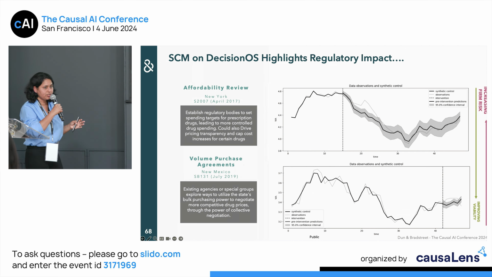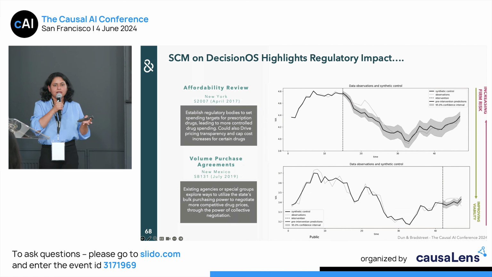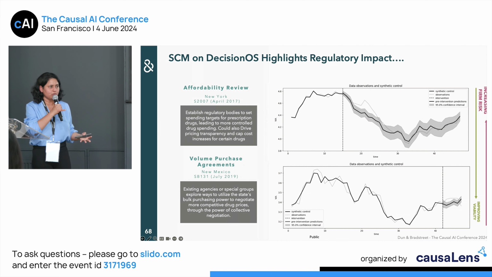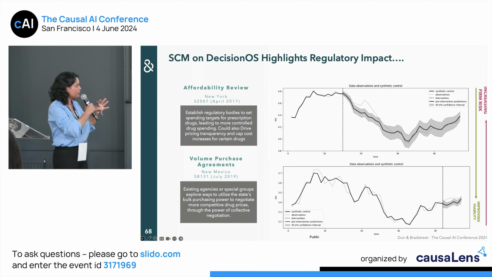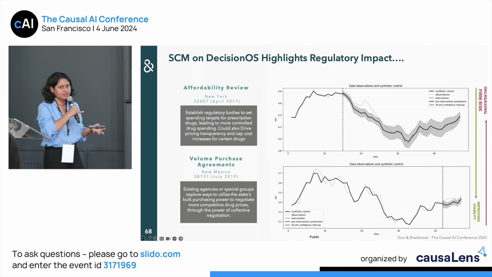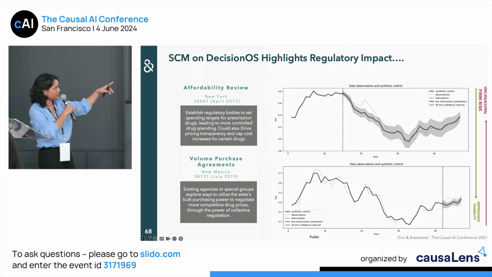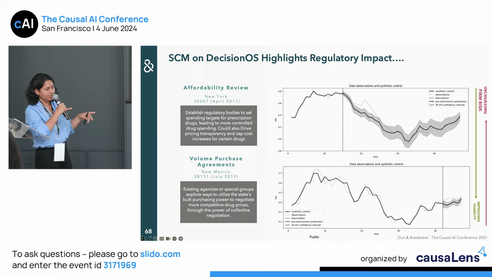The second one is volume purchase. You have New Mexico, and this was in 2019. So you can see we don't have much of a time series here, but you can still see the effect. Volume purchase is what states do. They use their bargaining power to buy in volume, so the price is low, and this low price they pass on to the consumers. So this is much more seamless, where maybe the pharmacies within the states are already participating. As you can see, the impact is very, very short-lived. It's even becoming better than the counterfactual here.